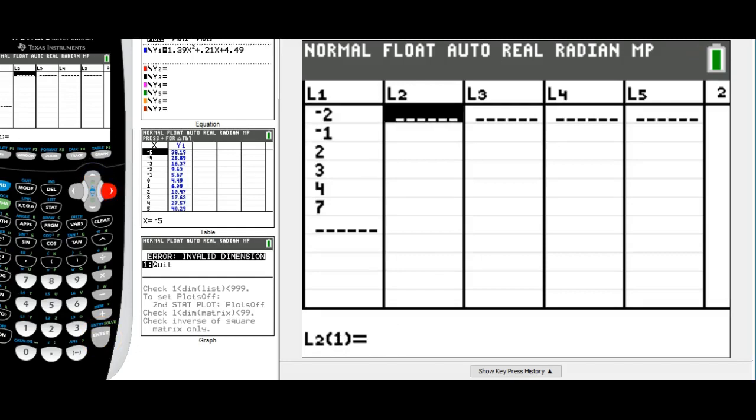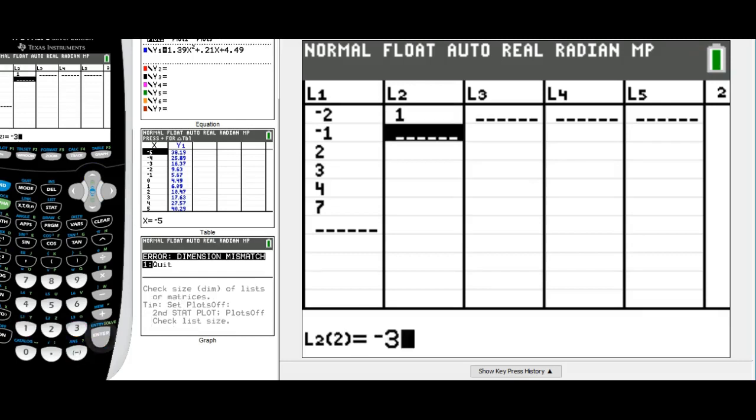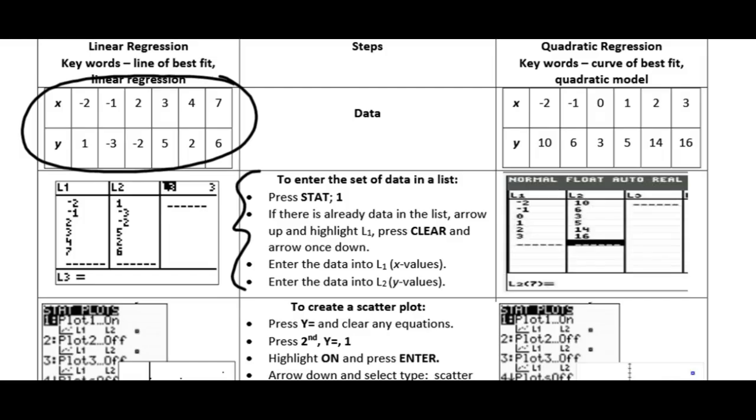And then under L2, we do our Y's. We make sure we're matching them up. So 1 went with -2, -3, -2, 5, 2, and 6. And if you get behind, you can always go back to your notes and just look. The table is right where I have it circled. So you enter all those into your calculator.